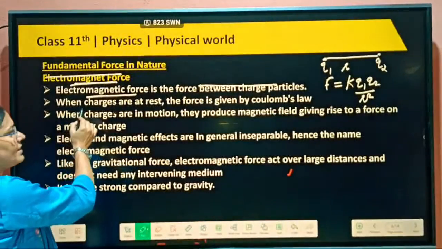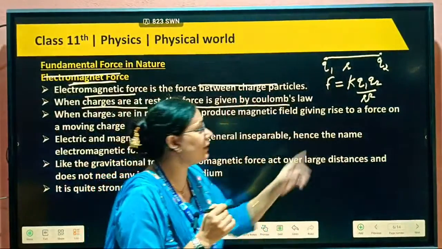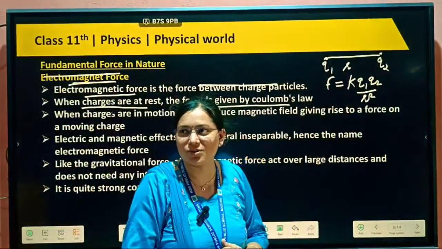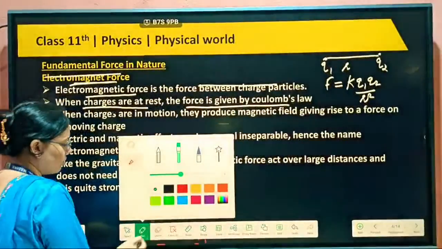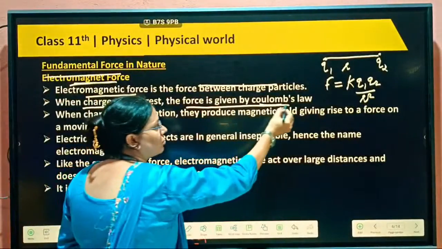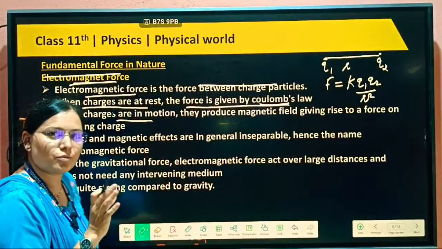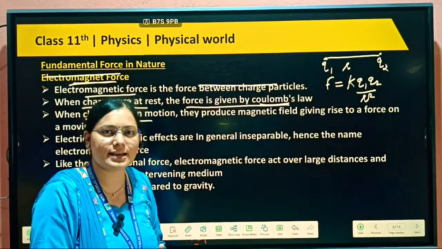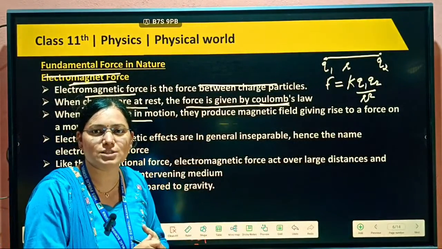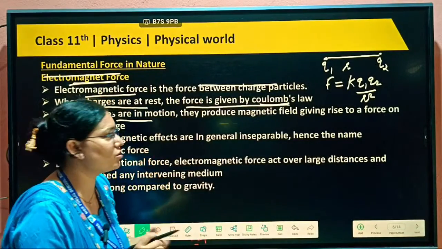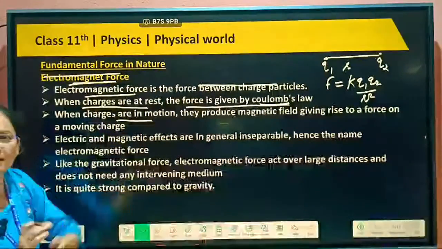Okay. Now next, when charges are at rest, the force is given by Coulomb's law. I told you already, this force, the electrostatic force, is given by Coulomb. That's why we call it Coulomb's law. Now when the charge is in motion, I also told you a charge can be in two states, at rest or in motion. When at rest, we explain the force by Coulomb's law. That force is known as electrostatic force, and the second state is that the charge can be in motion.